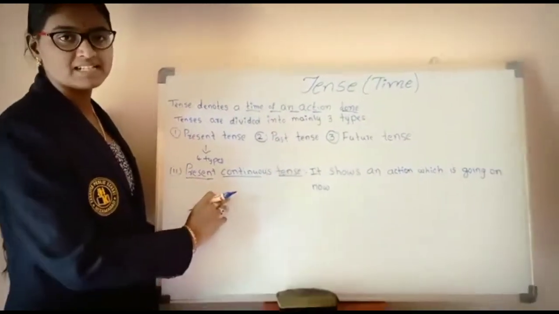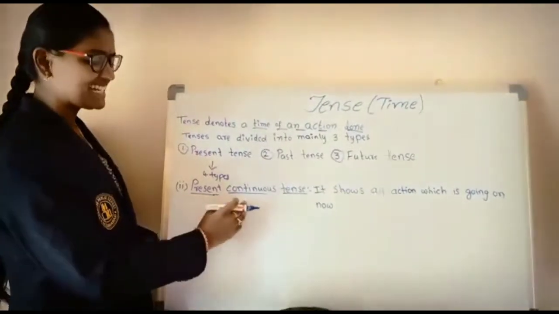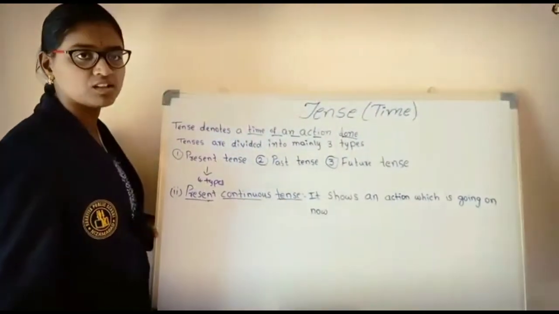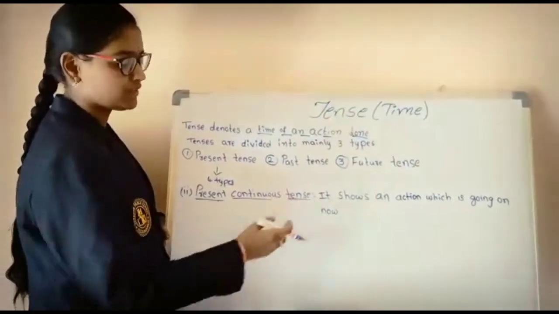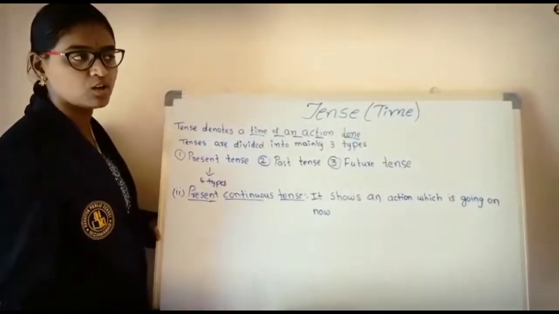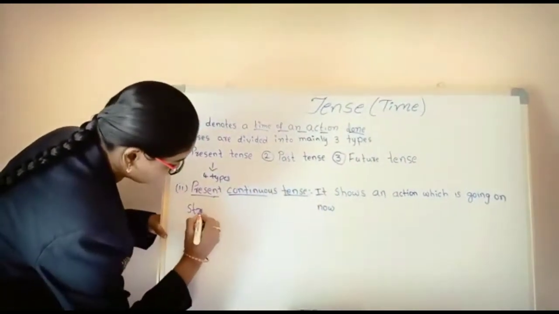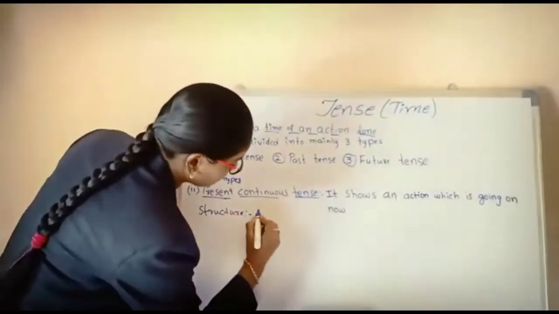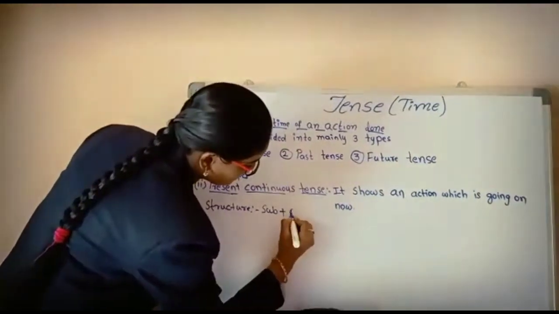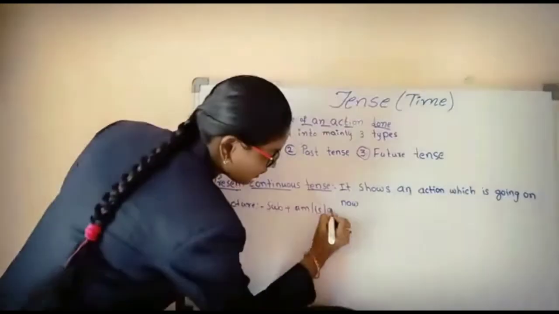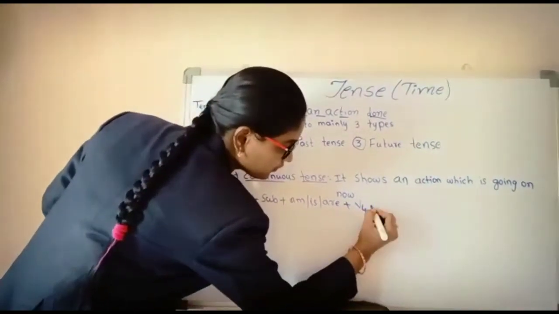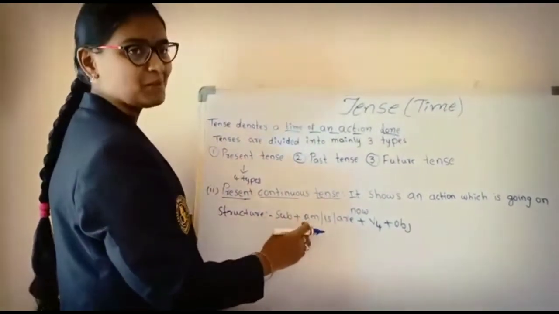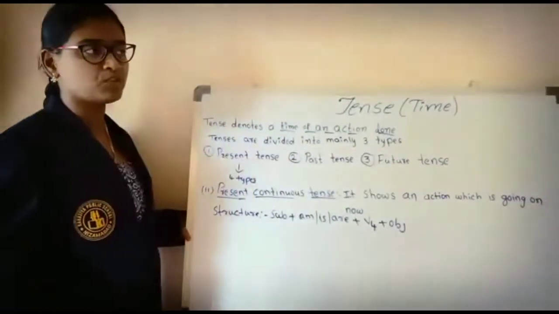Now the second subtense in present tense is present continuous tense. Definition of present continuous tense: it shows an action which is going on now. The structure for present continuous tense is subject plus am, is, are plus V4 plus object.